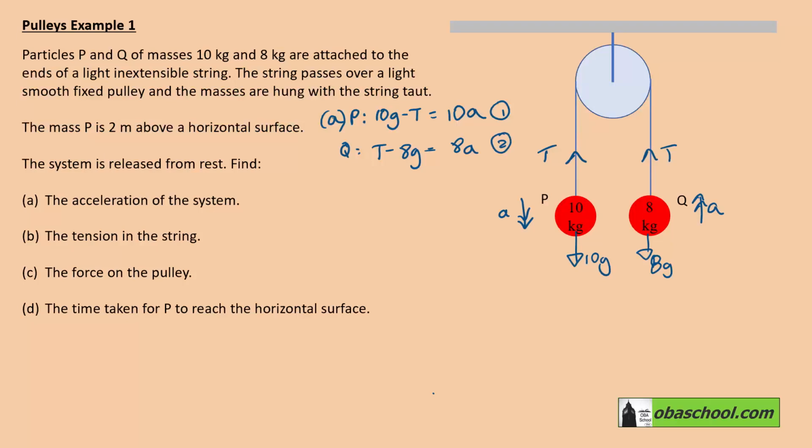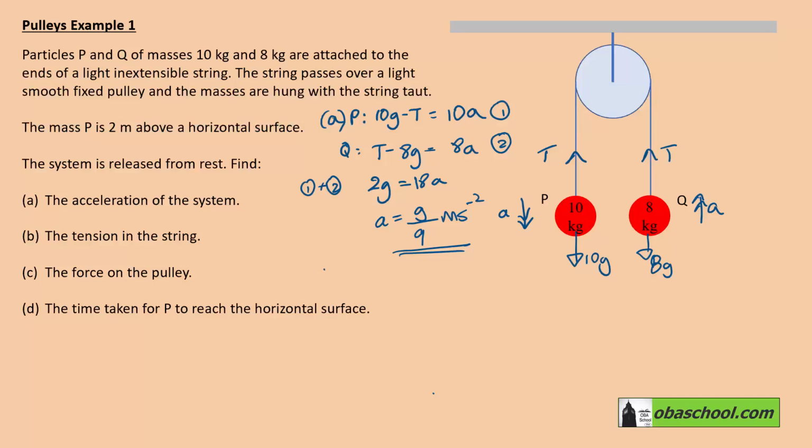Now, if we add those two, the T will cancel out. We've got a minus T here and a plus T here. So if we add equations 1 and 2, 10g minus 8g gives us 2g equals 18a. And so a is going to be 2g divided by 18, or g divided by 9 meters per second squared.